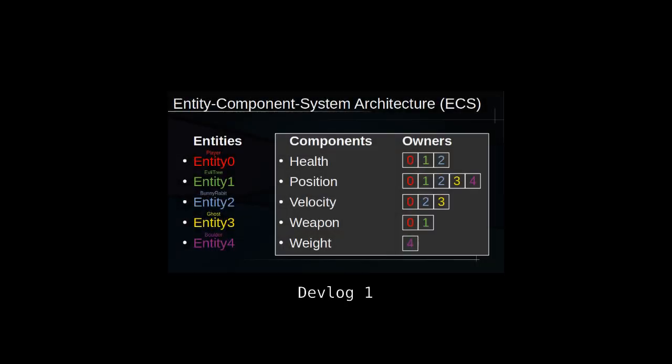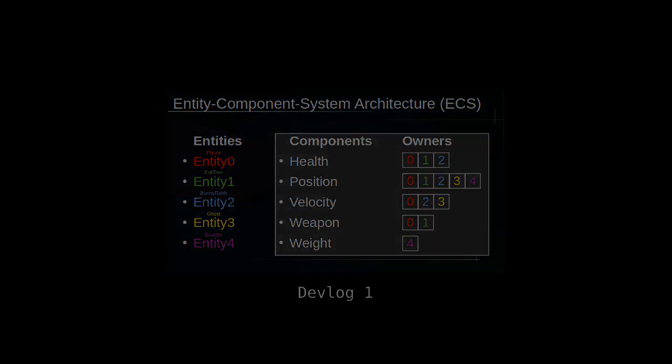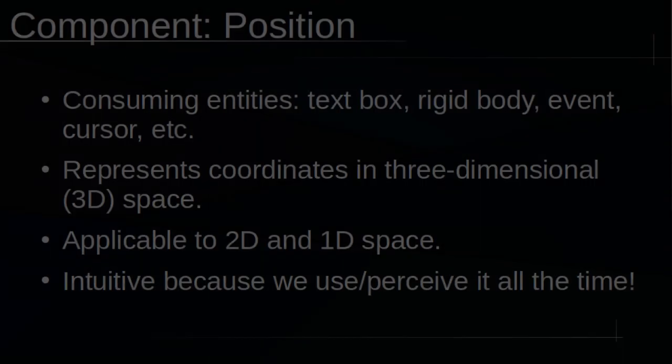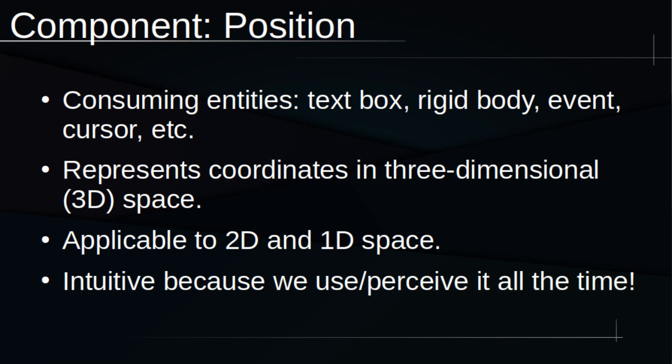Recall that with ECS, components define the entities that own them. Since most of the ways I'd like to apply the engine involve a 3D world, see Devlog 0 for more detail, I decided to start with two of the most important components that any 3D entity can possess, position and orientation. Let's begin with a position component, which will be vital for a wide range of entities: text, buttons, rigid bodies, creatures, and so on.